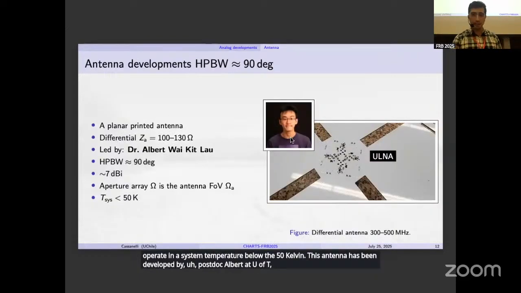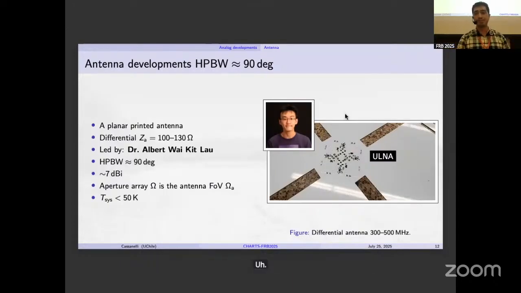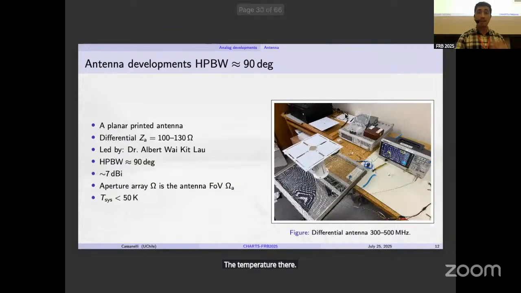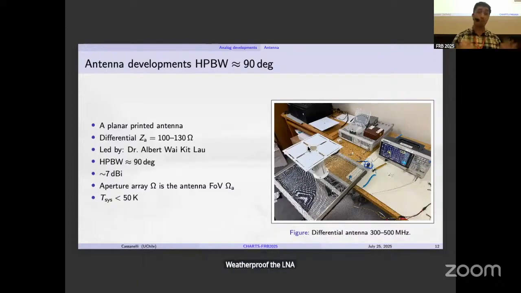And you can see here that one of the cool things is that it incorporates the LNA within the antenna itself. So we're going to be reducing a lot of the temperature there. This antenna, again, has been built at the University of Toronto and Universidad de Chile. We've been testing it. We've been building the structure of it. We 3D printed this, the students did, as well as the mesh that we have here. We built a structure to isolate and weatherproof the LNA. And it's been working great so far.